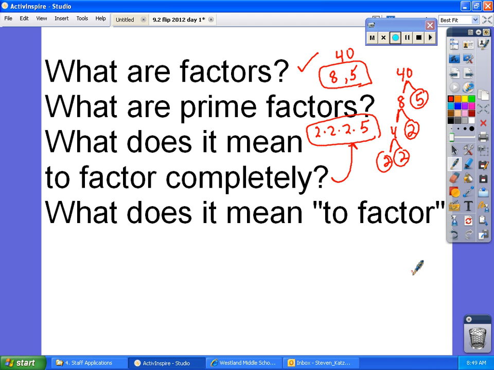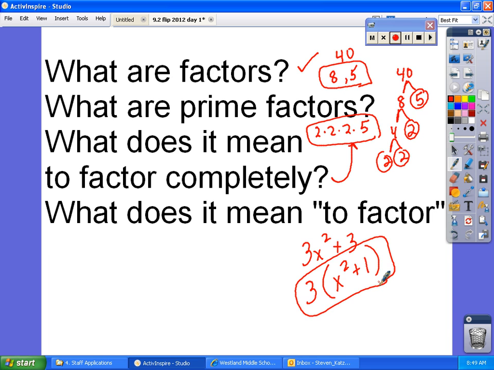And to factor is to take an expression such as 3x squared plus 3 and make it into a multiplication problem. So for this case, you would take out a 3 and you'd be left with x squared plus 1. And that's what it means to factor.